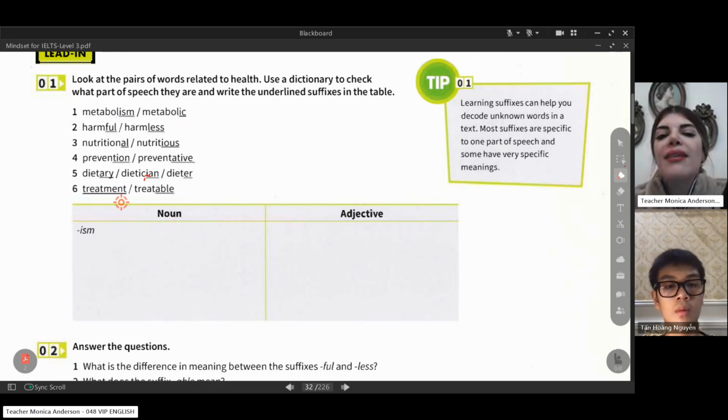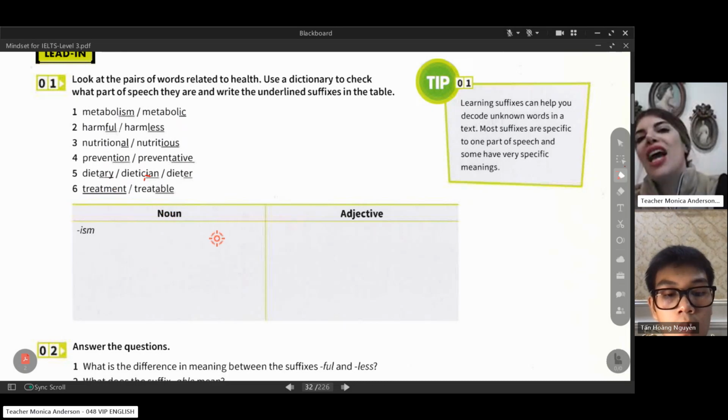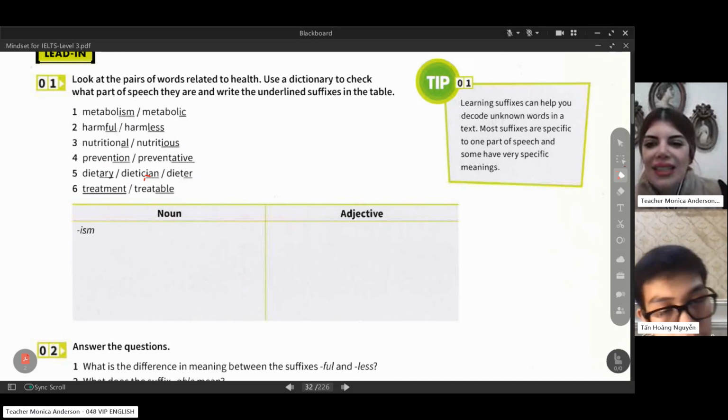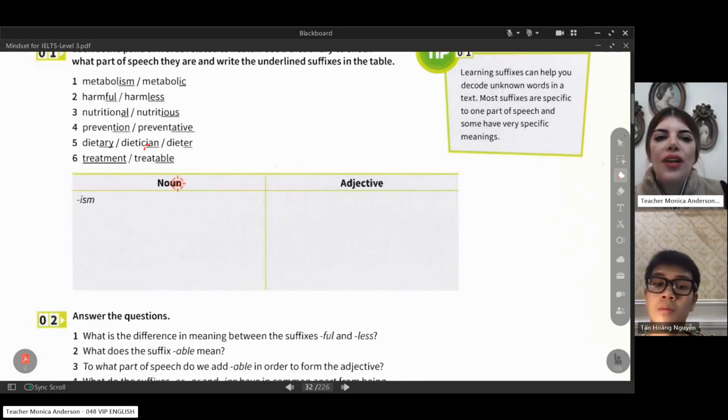And the last ones, ment and able. As you know, ment is a noun suffix. So when we add it, it means we want to make a noun. And able is an adjective suffix. So when we add able to the end of the word, we make an adjective. Okay? Well, now let's put these words in the correct column, noun or adjective, according to the explanation.